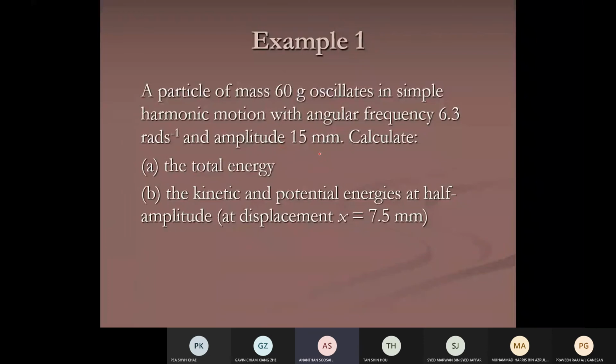Okay, you got the answer for the first one? What's the total energy? A particle of 60 gram, frequency is 6.3, amplitude is this. So straight away, total energy is just half m omega squared x naught squared. Don't get confused about when to put x naught and when to put x. For the maximum value, it will be x naught, a fixed value. So m is 60 gram, change to kilogram, omega 6.3, and x naught is 15 mm, change to meter. And you get the answer in Joule.